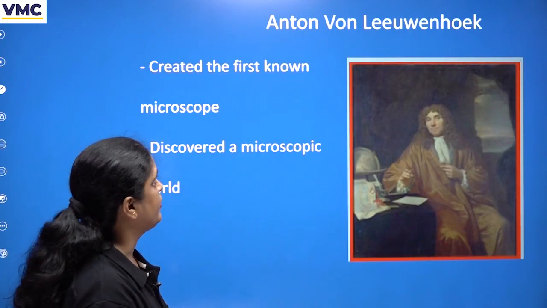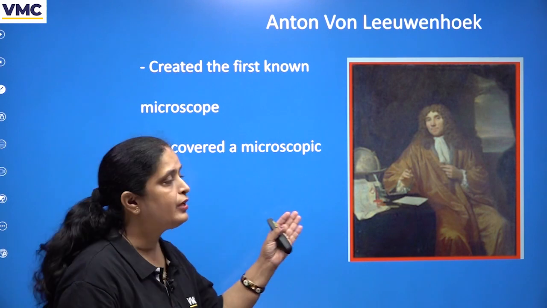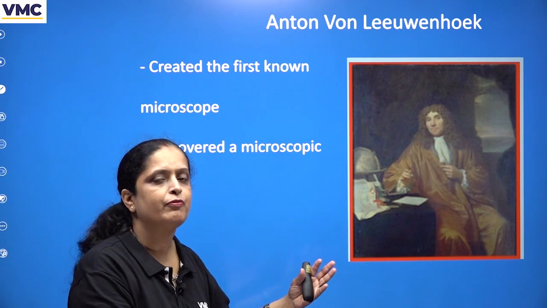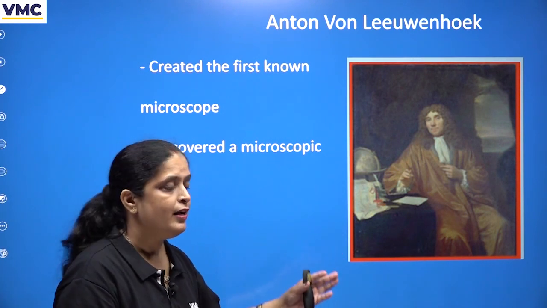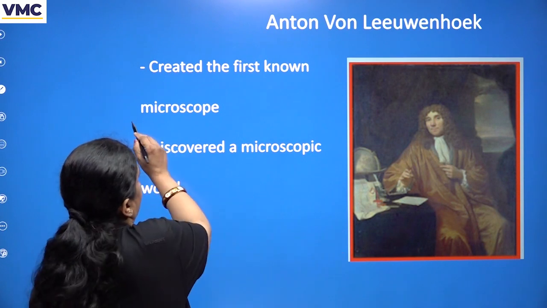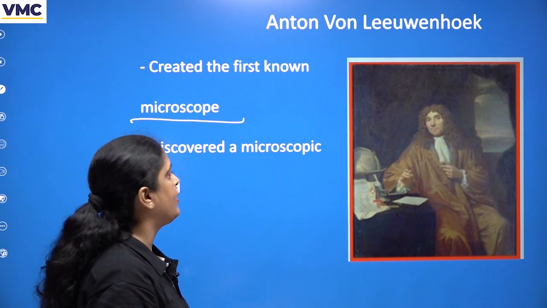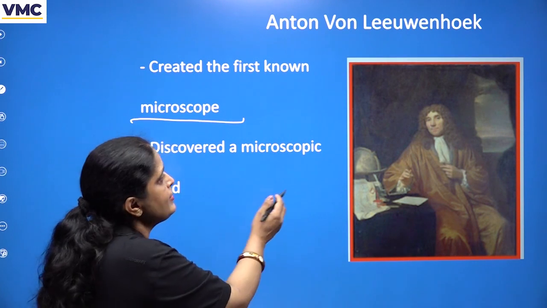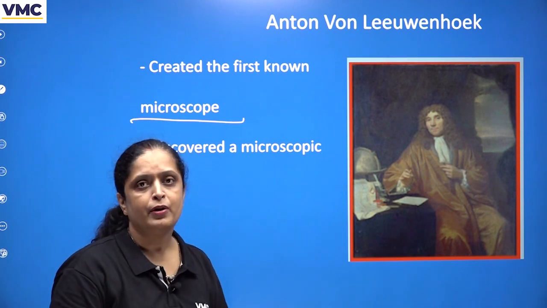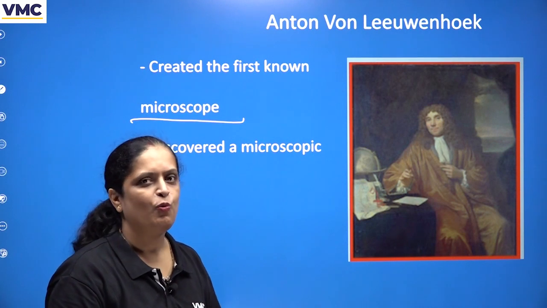Anton van Leeuwenhoek was the first to make the best of what we know as microscope today. So he made the microscope. The first known microscope was made by him, and thus he contributed a lot to the microscopic world.